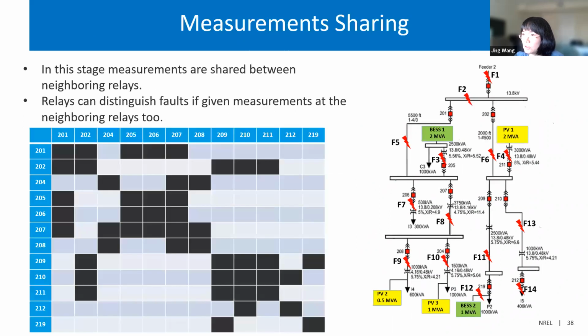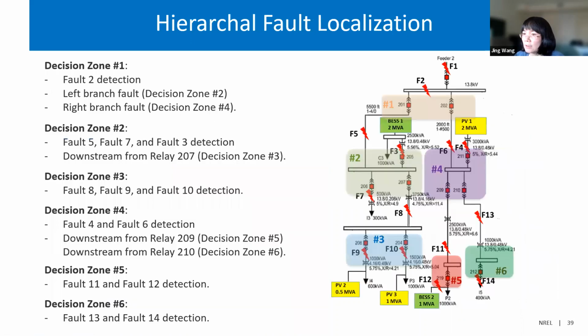The next slide shows you the measurement sharing. For example, we have all the relays. You can see relay 201 sharing relay measurements from relays 202, 205, 206, and 207. And then we can also see how other relays share information. So this is the first step. The next step shows the detection zones, also communication-based detection.